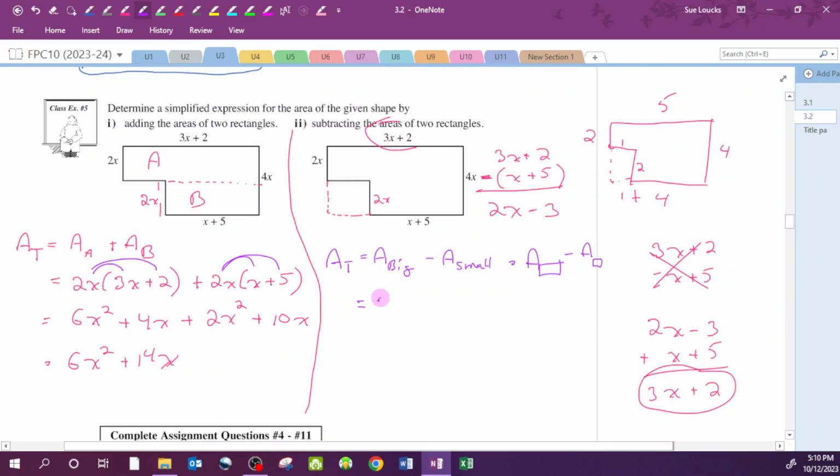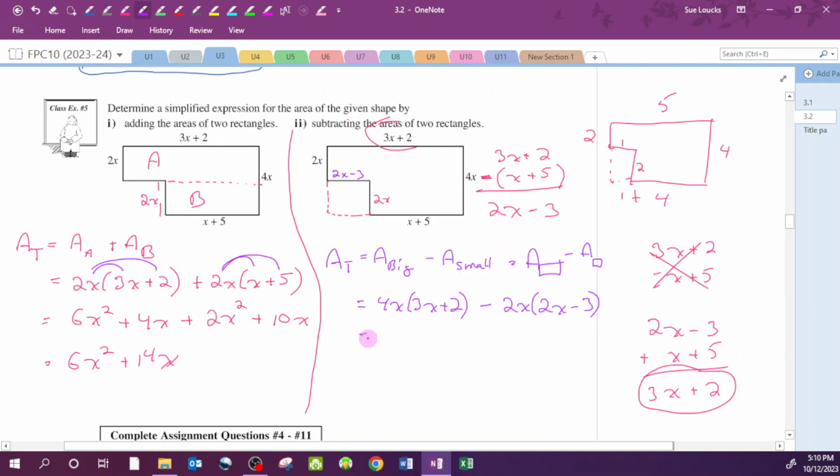Okay, so the area of the big one is going to be 4x times 3x plus 2. And then I'm going to subtract the area of the smaller one. Oh, I can write this in here. That one there is 2x minus 3. So it's going to be 2x times 2x minus 3. Now you might be noticing that I am putting the monomial first and the binomial second, and that's the way we usually do it, and it seems to be easier that way. But I want you to know you can do it the other way, and that's fine. If you do it correctly, you're still going to get the same answer.